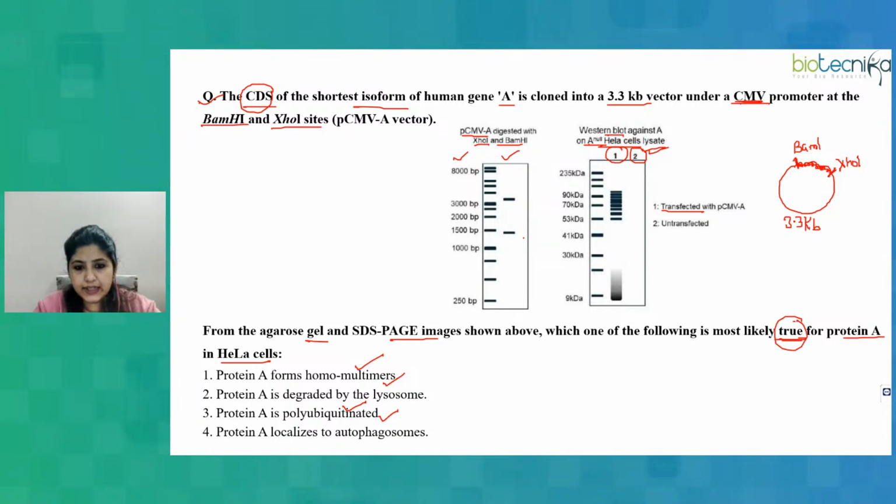So when the HeLa cells are transfected with this vector, this is the Western blot showing the bands. I hope you know that Western blot is used for analysis of proteins. Southern blot for DNA, Northern blot for RNA, Western blot for proteins. Yes, protein A, correct. So obviously protein will be encoded by a gene only, right?